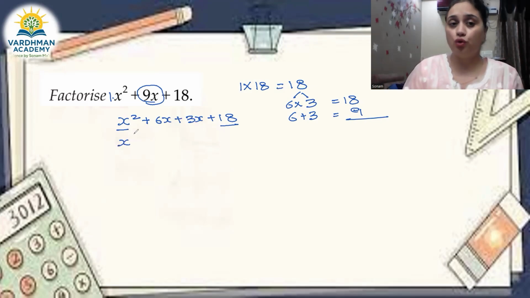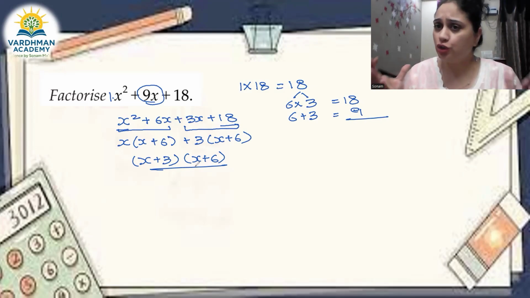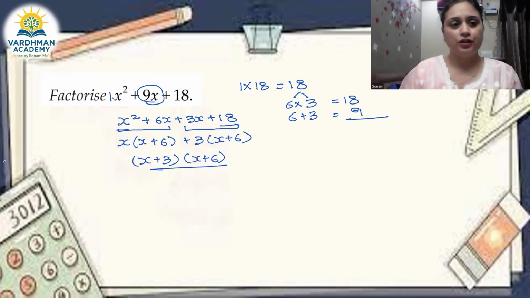So you are going to do the grouping. So we are doing grouping here. And then we have to take common. So what is common here? X plus 6 plus 3. So what are you going to get? X plus 6 here, children. So x plus 3 and x plus 6. So these are the two factors, right? So let's move ahead towards the next question.